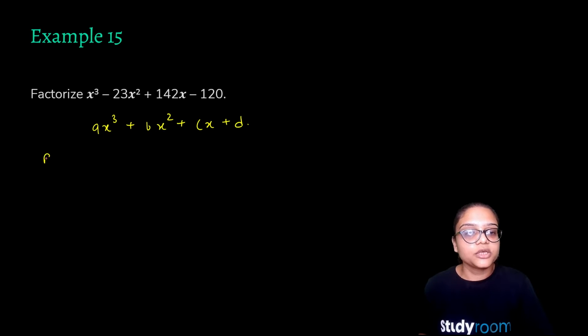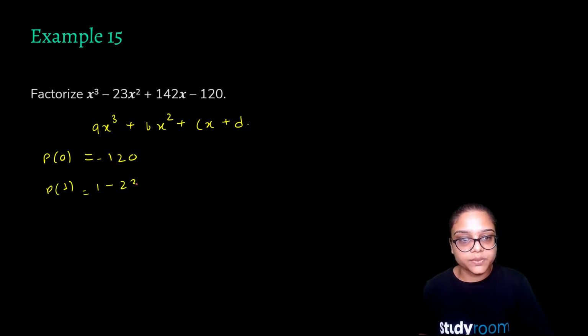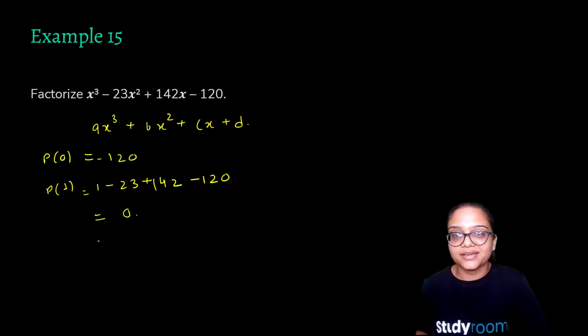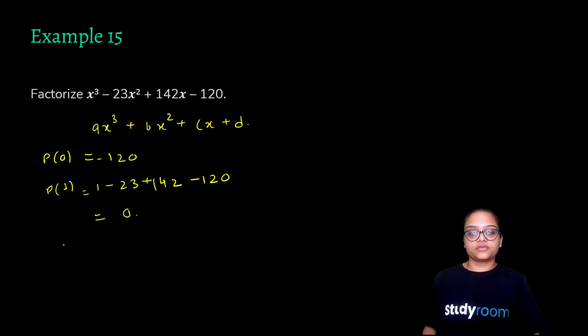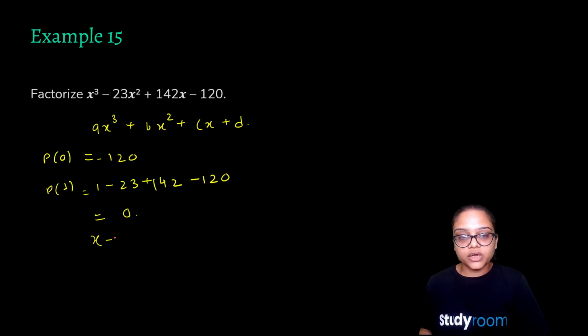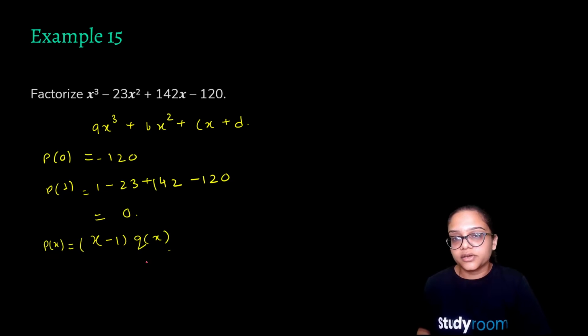Just check for p of 0. Is it 0? No, it's minus 120. Now check for p of 1: 1 minus 23 plus 1. I know it's a little tricky task and you need to check it all. But okay, no more tricky. We got p of 1 as 0. So for sure x minus 1 is a factor of p of x. I'm writing q of x as the remaining part.